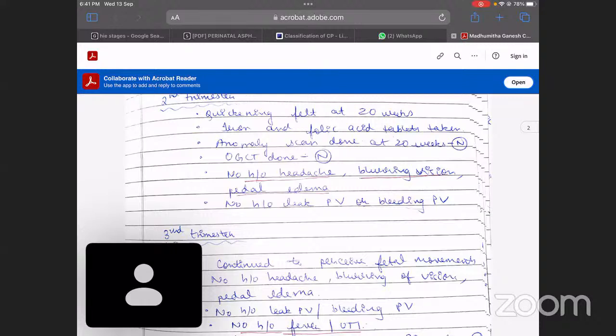What do you mean by diplegia? What is spastic diplegia? Your spastic CP. What are the types of spastic CP? We will discuss it here itself so that we don't waste much time. What is spastic CP?